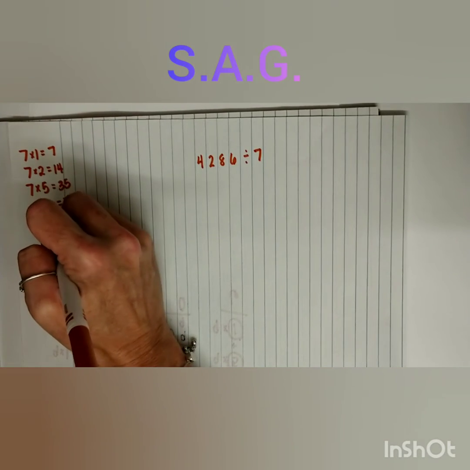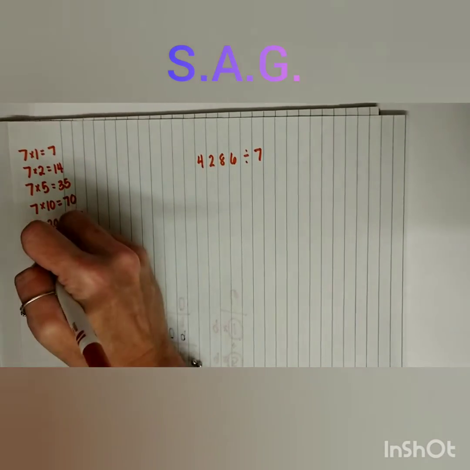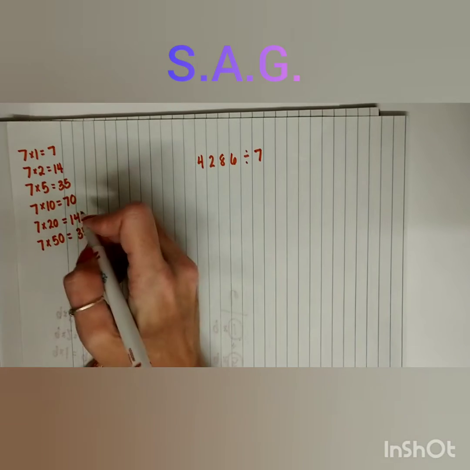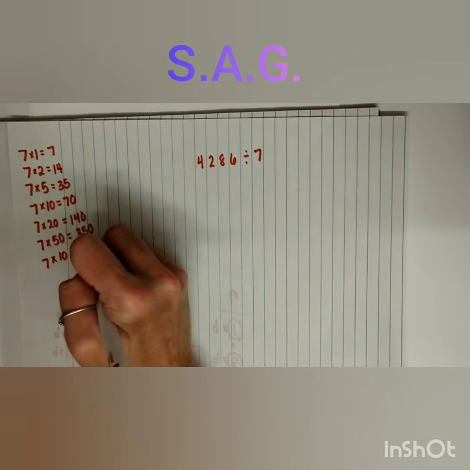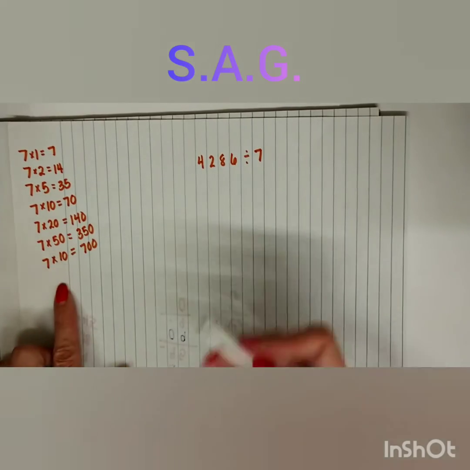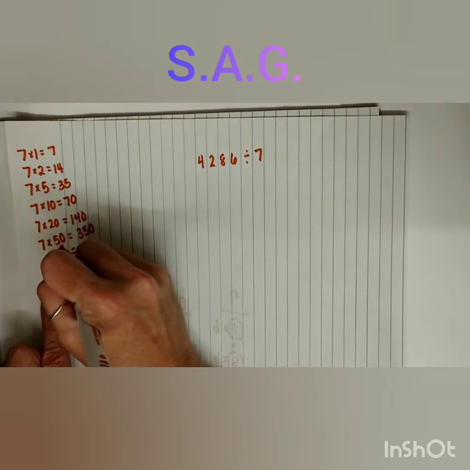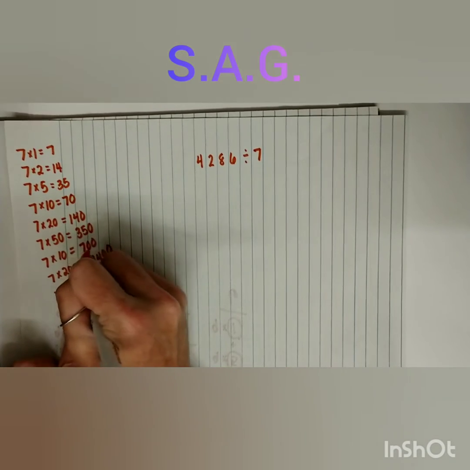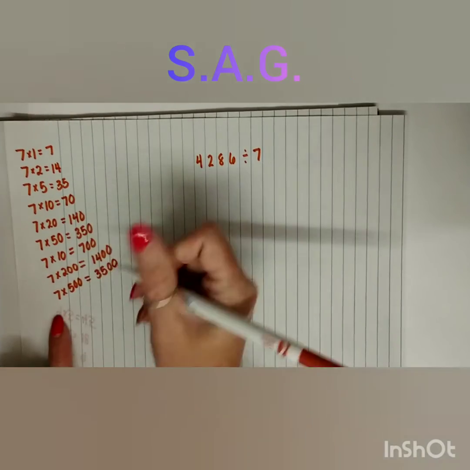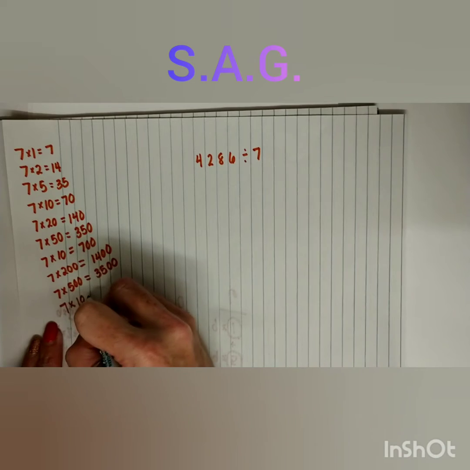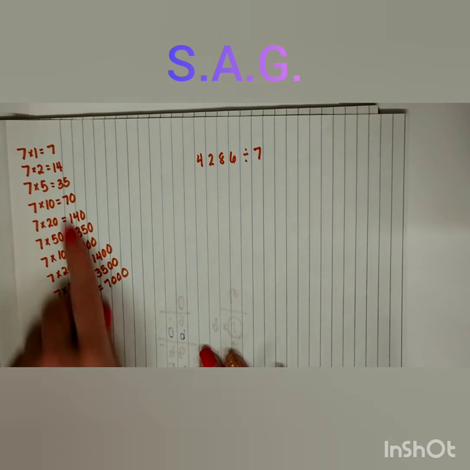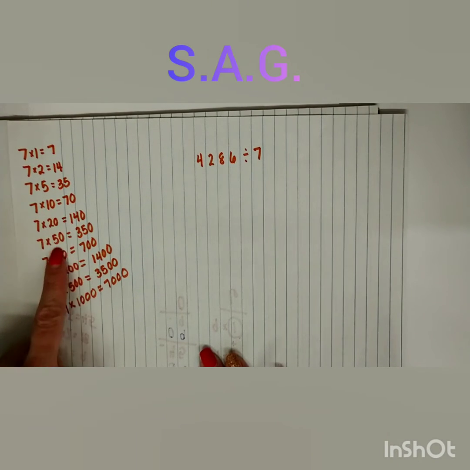So I know 7 times 20 is 140. I know 7 times 50 is 350. I know 7 times 100 is 700. Which also means 7 times 200 is 1,400. 7 times 500 is 3,500. And 7 times 1,000 is 7,000. All right? So these are my facts. These are the ones that I knew, just these 4. And then these are the multiples of them, which means we're adding one place value 0 to the end.